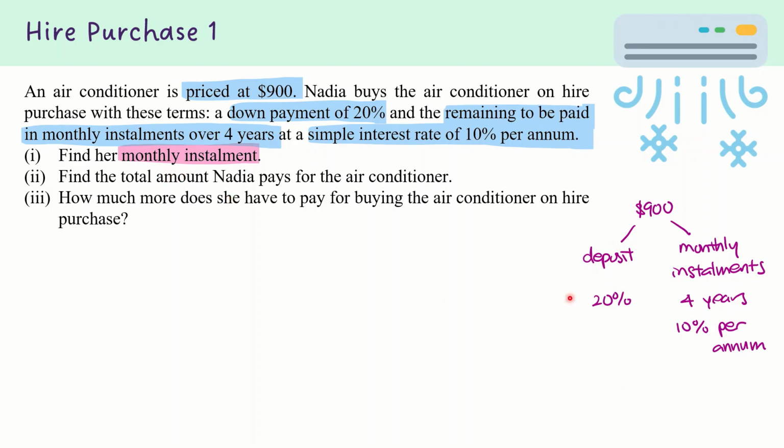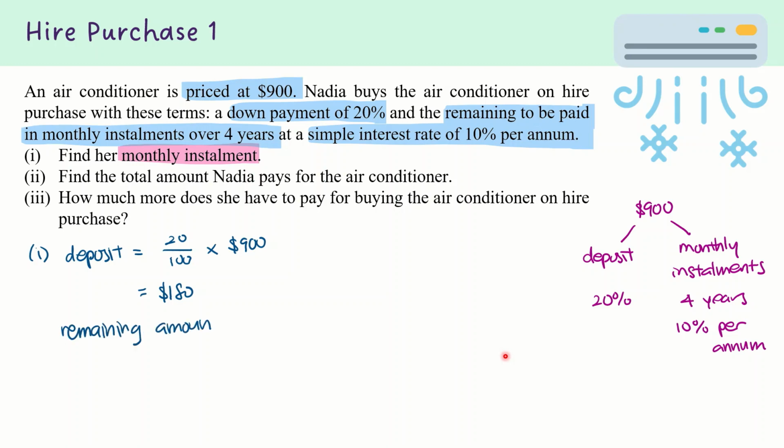So what we need to do to find the monthly installment is to first understand what is the deposit, so that I can know what is the remaining amount, because these monthly installments depend on the remaining amount. There are two ways that you can go about doing this. Either you recognize that the remaining amount is 80%, because 100% minus 20% of your $900. Otherwise, you can find the deposit first, like what I did over here, which is 20% of your $900, whereby we get $180, such that the remaining amount will be 900 minus 180, and we get $720.